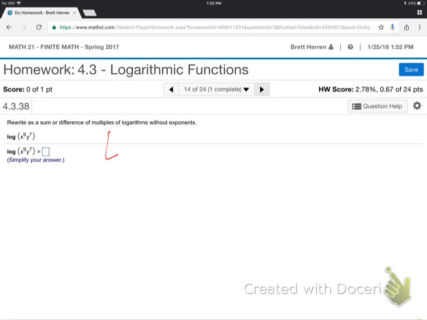Okay, so now log of x to the 9, yeah, it's awful tiny, y to the 7. And now they want us to rewrite it as a sum or difference of multiple logs. So they want me to go from one log to lots of logs. We're basically running these properties back and forth. So now they want me to go from one log to many logs. Can you do that? Can you make that more than one log?